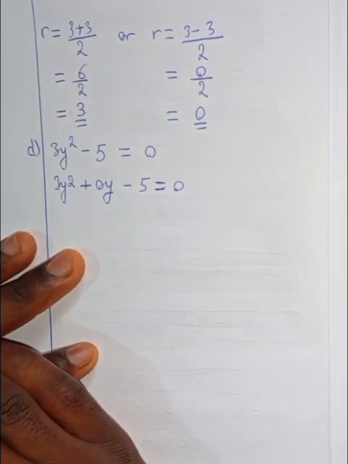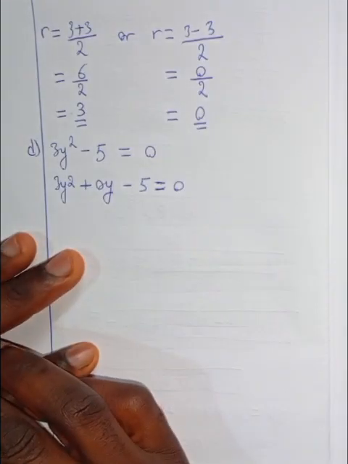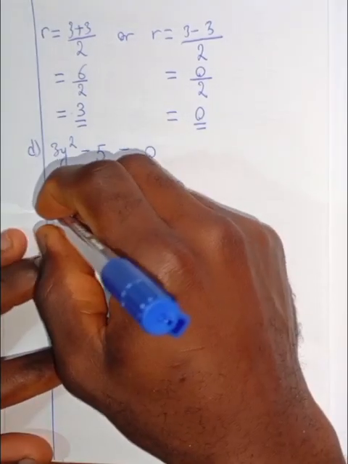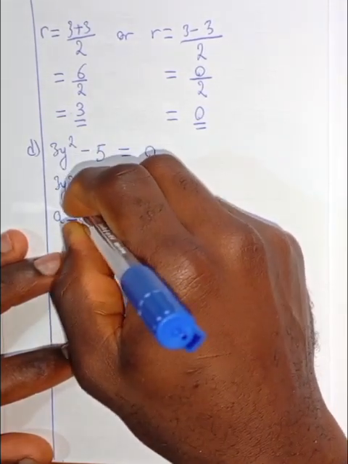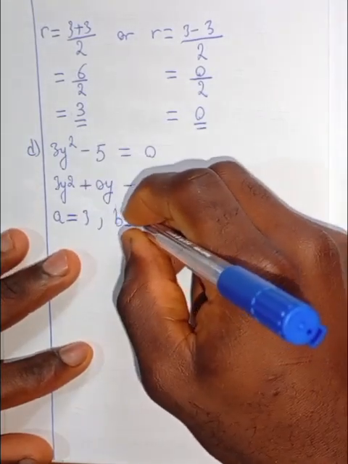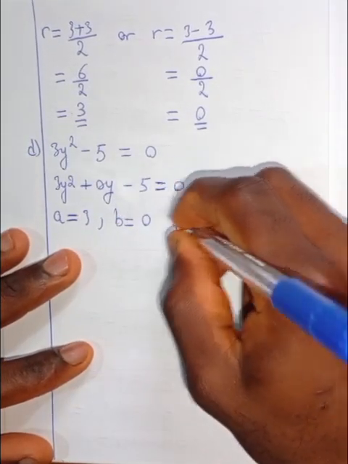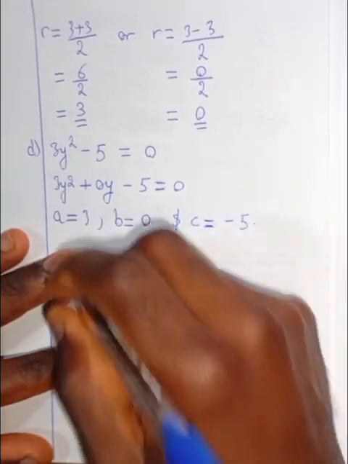Expressing the quadratic equation in this form, it will be very easy for us to identify the value of our b. If we compare this quadratic equation with the general form of the quadratic equation, we are going to obtain our a to be equal to the coefficient of y squared, which is 3, our b be equal to the coefficient of y, which is 0, and lastly, c be equal to the constant term, which is negative 5.